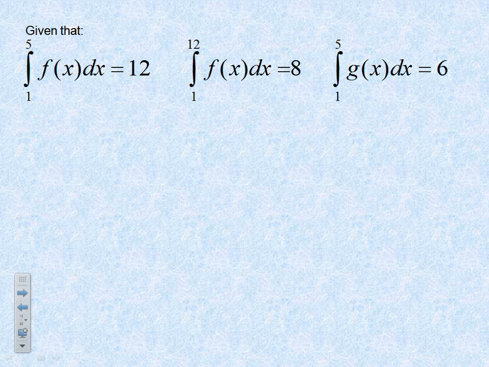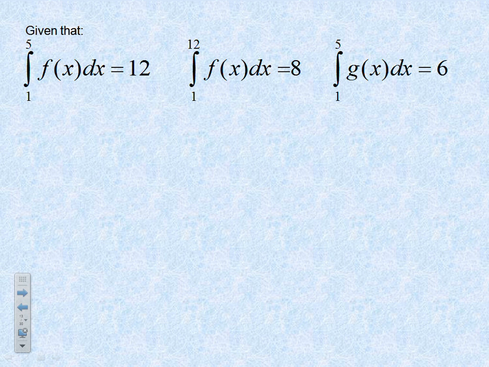Remember, a definite integral is just a number. That's all it is. So there's some function out there, function f. And if I drew it between 1 and 5, the area under the curve would be 12 units. And if I drew that same function, f of x, from 1 to 12, the area under the curve would be only 8 units. There's a lot that can be inferred here.